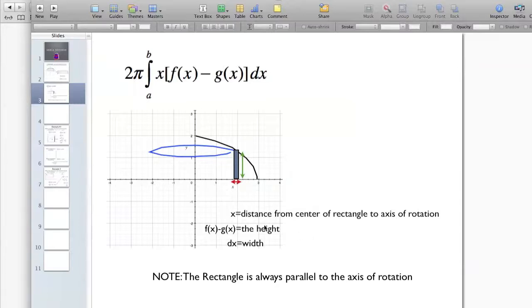So I'm going to define some of these variables once more. x is the distance from the center of the rectangle to the axis of rotation. It's essentially the radius. And f of x minus g of x is the height, which is denoted by the function in this case. And dx is the infinitesimally small width. And just as a side note, you should always draw a diagram before approaching a problem. The rectangle drawn is also always parallel to the axis of rotation. So the axis of rotation is the y-axis in this case, which is vertical. So the rectangle will also be vertical.